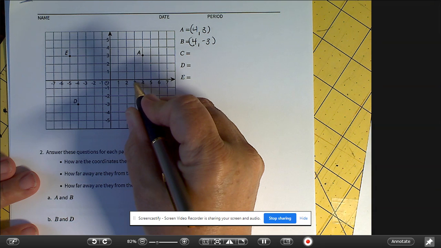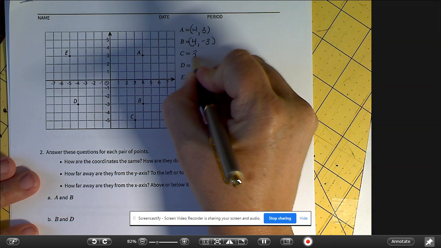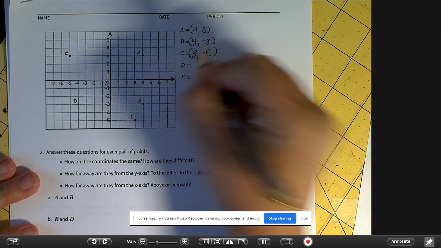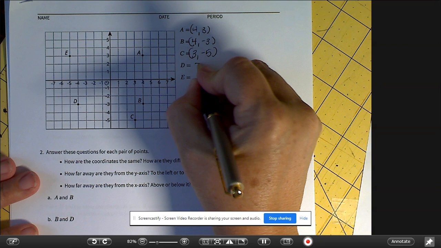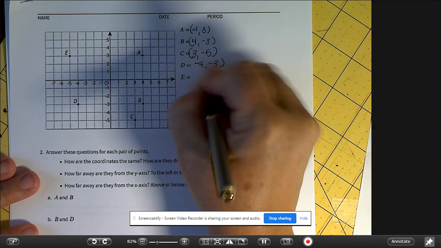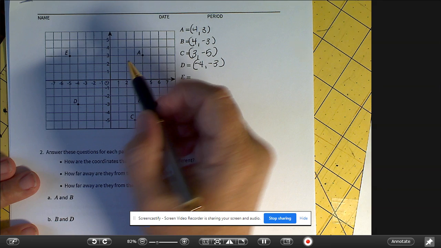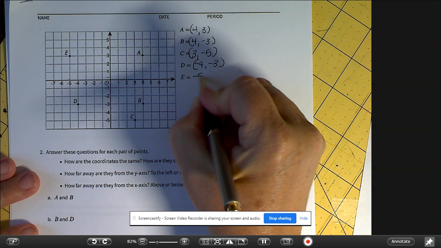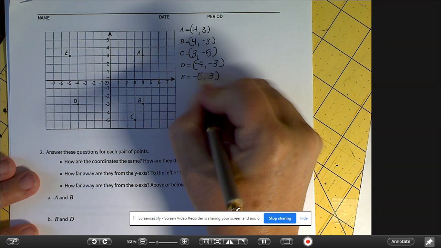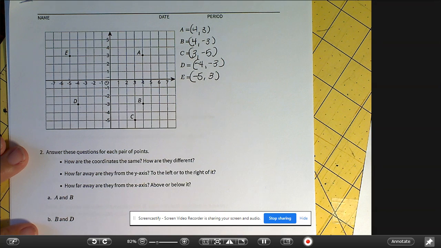C is 3, negative 5. D is negative 4, negative 3. And E, negative 5, positive 3. That's all you need to do for that one.